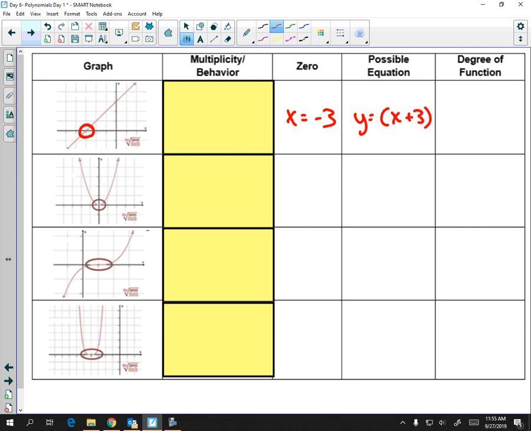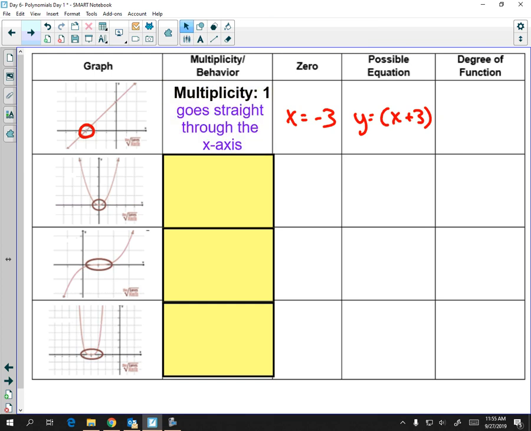Now let's talk about multiplicity. If you go straight through the x-axis, it's a straight line, it has a multiplicity of 1, which means that x equals -3 happened one time. So my exponent is 1, which is not necessary to write. The degree of my function is 1.